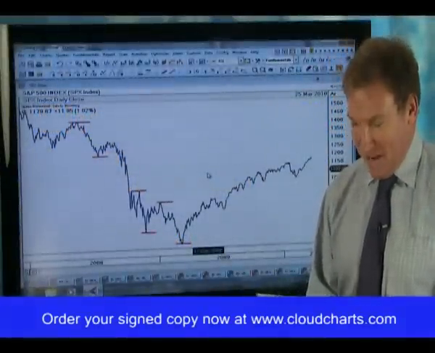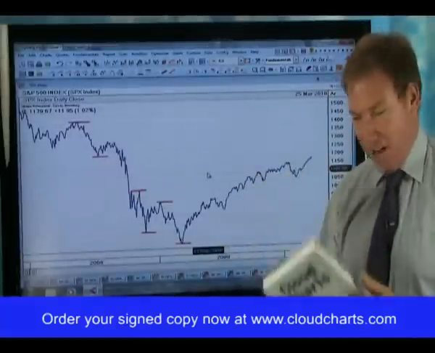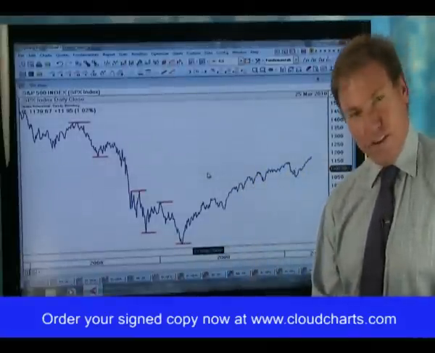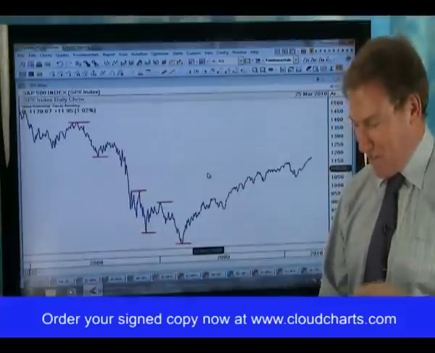And I'm proud to say that my book, Cloud Charts, has actually arrived in, so we're now shipping Cloud Charts. It's in full colour, hardback, all the charts in full colour. It's actually a joy to hold it.